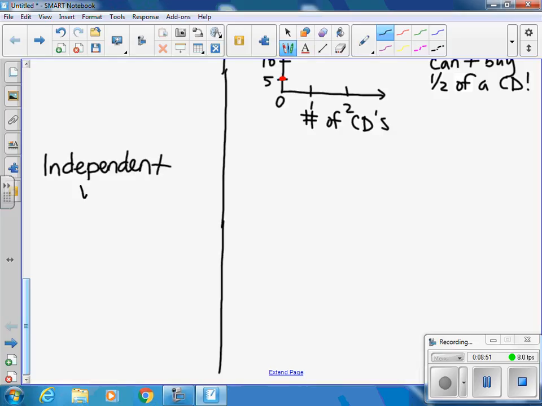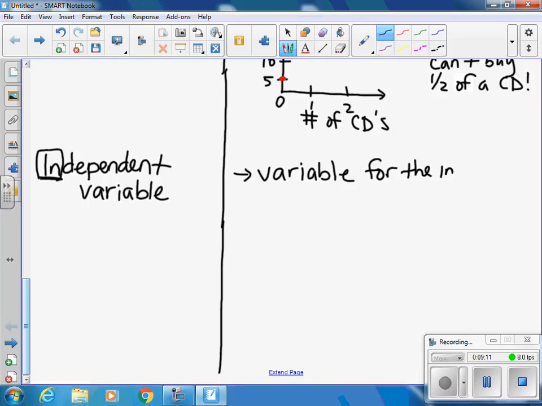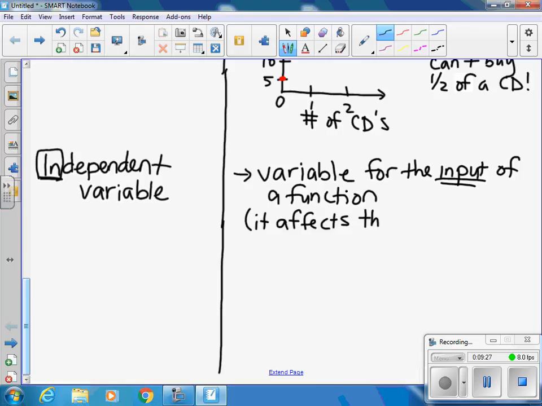So we're going to start with independent variable. Okay, and again, the key piece being right here with the "in." That means it goes into the problem. So in math, the independent variable in terms of your graphs is going to be the variable, and remember variables are letters, for the input of a function. Okay. And what this means is that whatever this is, it affects the value of the other variable.